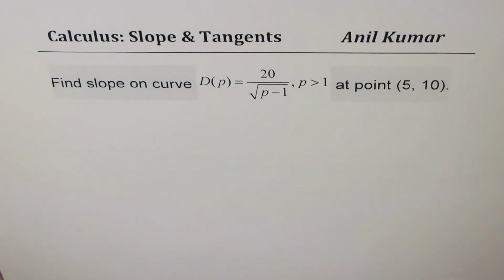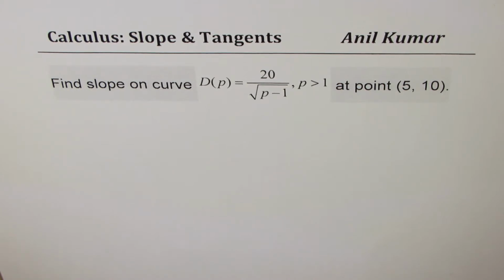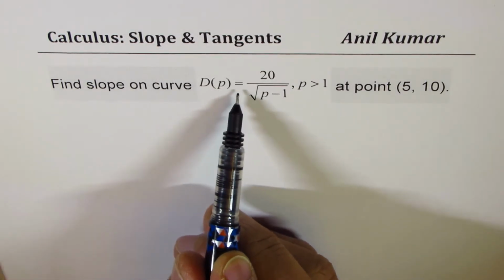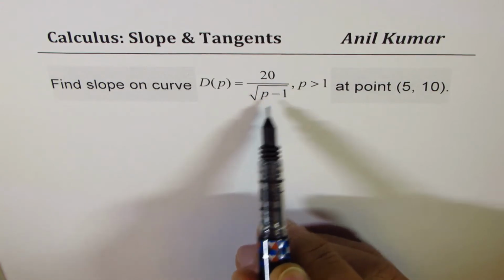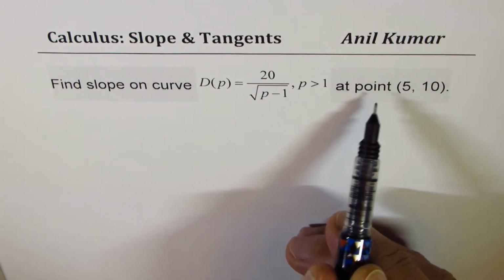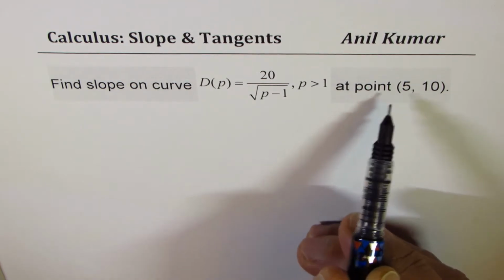I'm Anil Kumar, and in this example, I'll show you how to calculate the slope of a tangent line at a given point. The equation here is: find the slope on the curve d of p equals 20 divided by the square root of p minus 1, where p is greater than 1, at the point 5, 10.